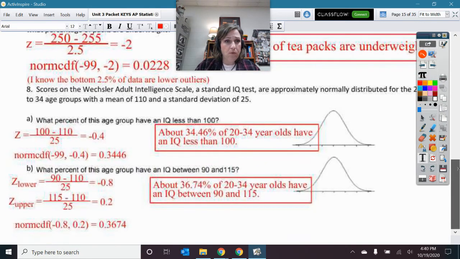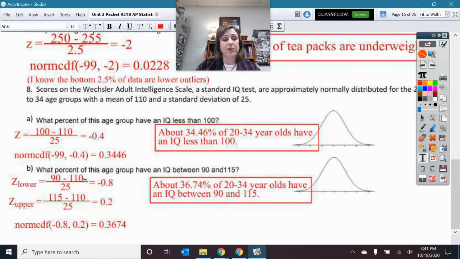All right, here we have these IQ scores with a mean of 110, standard deviation of 25. So we had negative 0.4, okay? So that became the area below. Who scored less than that? 34.46. Here we wanted between two z-scores, or between two context values.